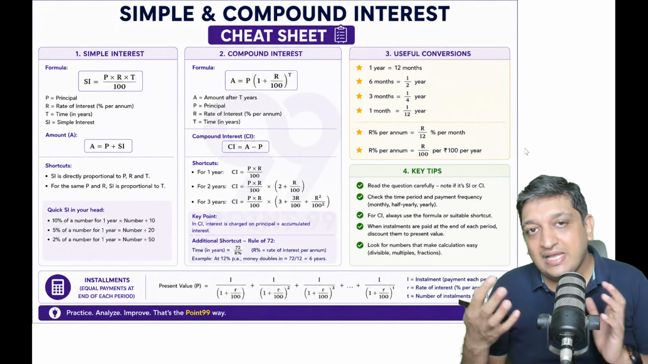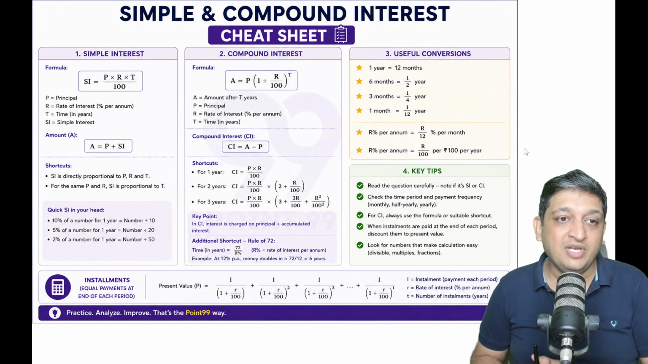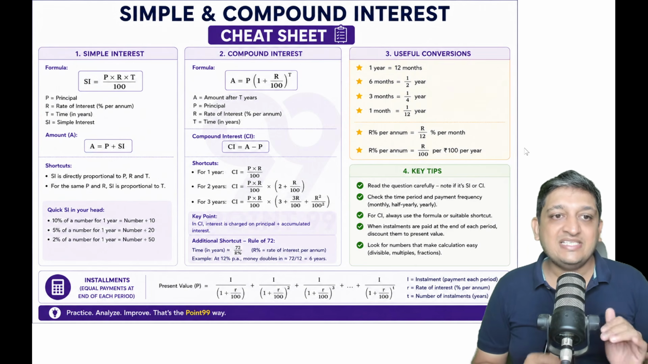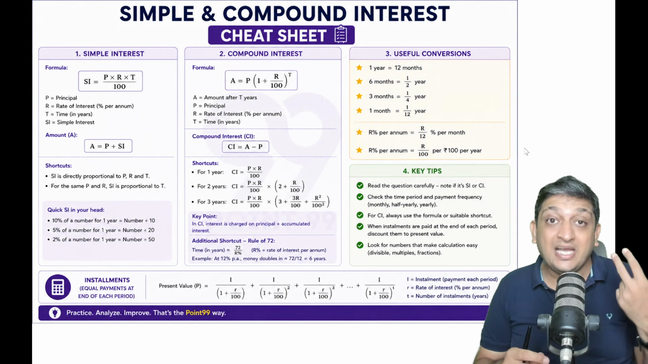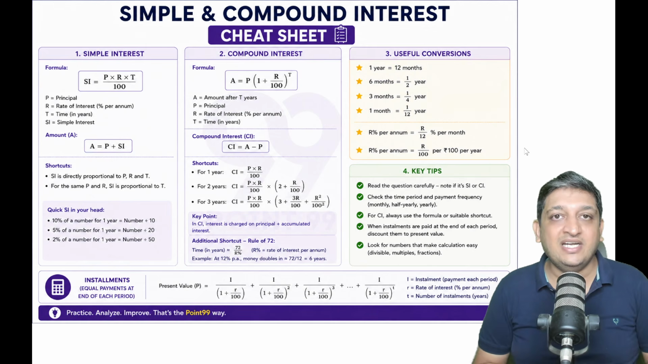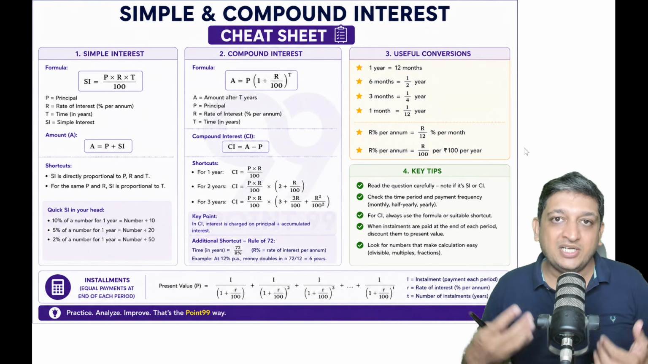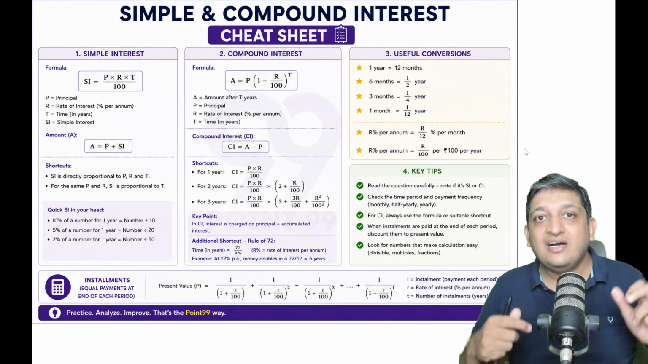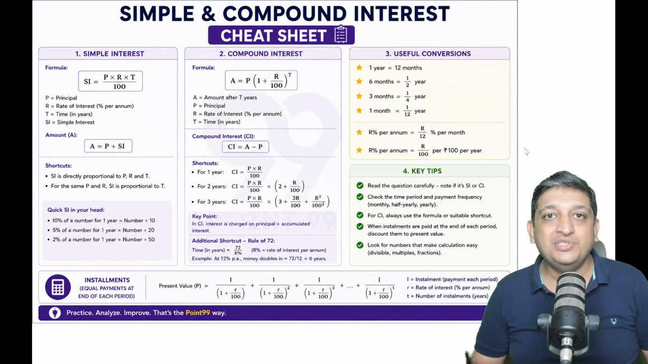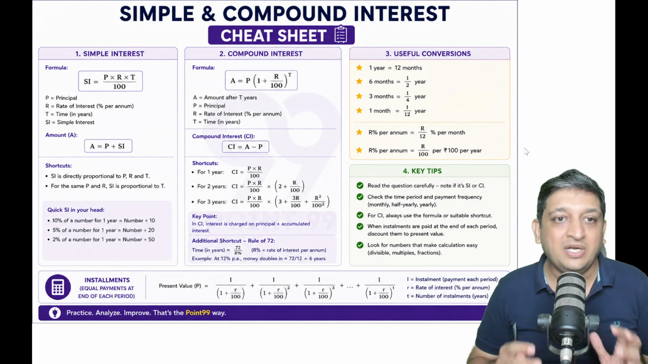Now the amount at the end of the period is going to be the principal that you had invested plus the simple interest that was accumulated. Now in terms of shortcuts, SI is directly proportional to principal as well as rate of interest as well as the amount of time for which you have invested. The more money you invest, the more return you are going to get. The higher the rate of interest, the more return you are going to get, and the larger the amount of time for which you stay invested, the more the money you are going to get.